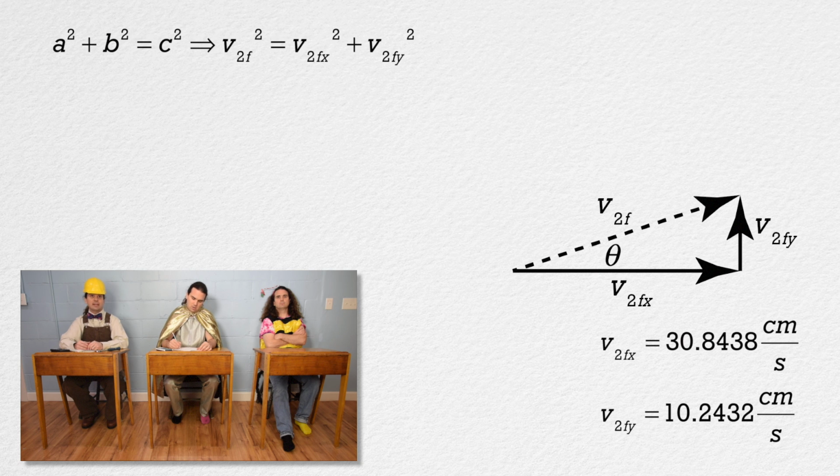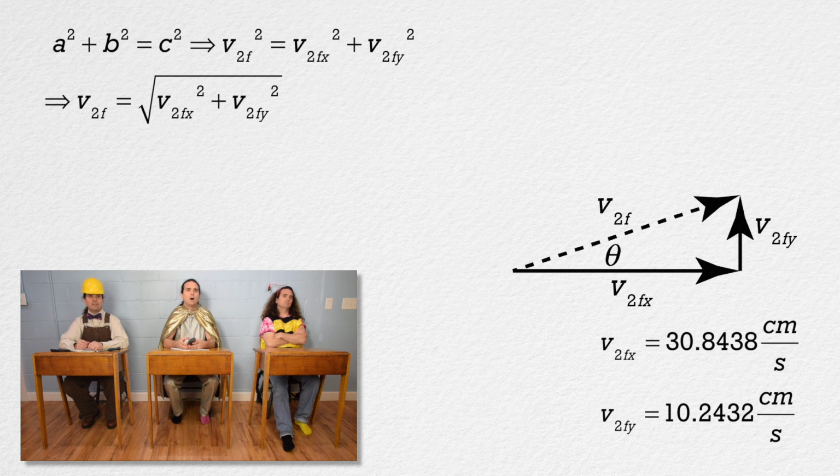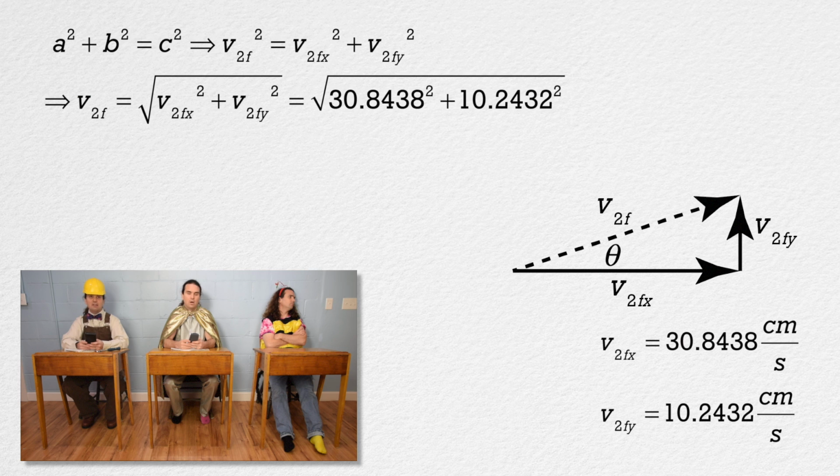Substituting in our velocities and taking the square root of both sides means that the velocity final of disk 2 equals the square root of the quantity of the velocity final of disk 2 in the x direction squared plus the velocity final of disk 2 in the y direction squared. Substituting in values, we have the square root of the quantity 30.8438 squared plus 10.2432 squared, which is 32.500 or 32.5 centimeters per second.